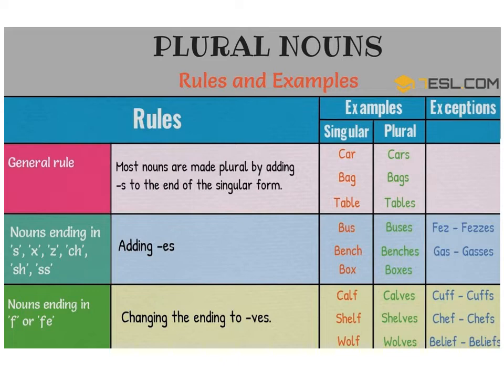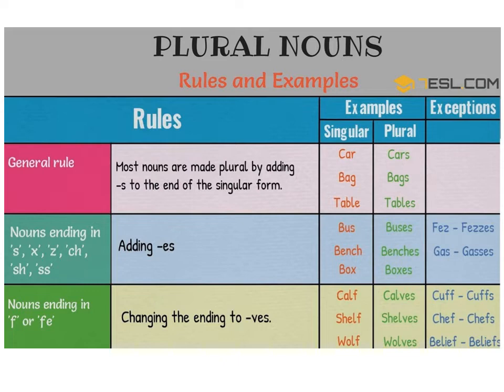Nouns ending in F or FE. We need to change the ending to VES. Okay? We need to remove the F and put VES. Examples are calf. The plural form of this is calves. The next one is shelf. And then we need to remove the F and replace it with VES, and then it becomes shelves.